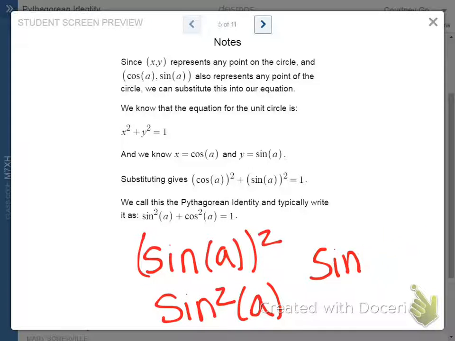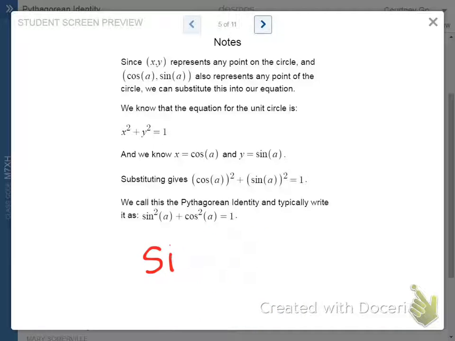So our Pythagorean identity, what we're learning today, is this equation right here. We call it the Pythagorean identity: sine squared A plus cosine squared A equals 1. And that's what we're going to talk about for the rest of this lesson. Once you have the notes here, go ahead and move on.